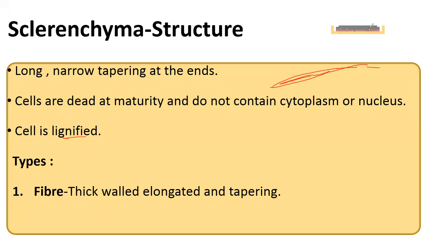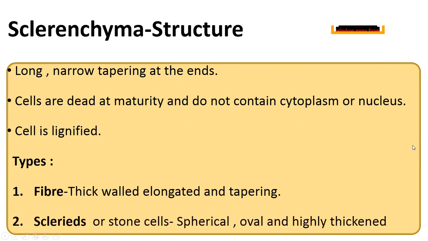Okay, now coming to the types. There are two types of Sclerenchyma cells. One is fiber, another one is sclereids. So we call them Sclerenchyma fibers and sclereids. Now fiber, as the name says, they are elongated and tapering at both the ends. Sclereids are also called stone cells because they are very hard. They are located at the toughest or the hardest part of the plants. And they are spherical, oval, in fact isodiametric in shape. They are highly thickened. That is why they are associated with the hard parts of the plants.